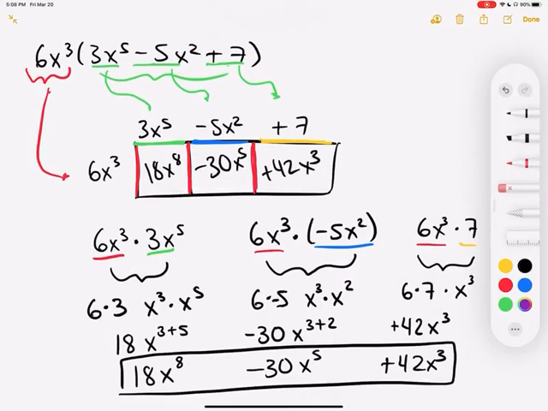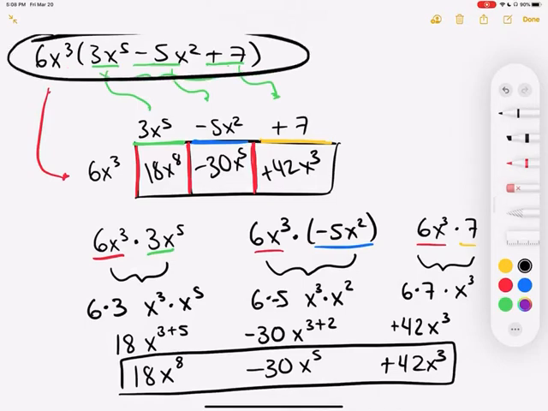So if you multiply the starting example, the starting point over here, this monomial times that trinomial or polynomial, the result is going to be 18x to the power of 8 minus 30x to the power of 5 plus 42x to the power of 3. And of course, we don't combine like terms because none of those is a like term. They have to have the same variable with the same exponent in order for us to be able to combine them.